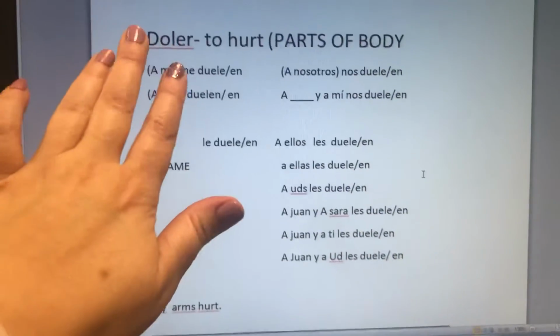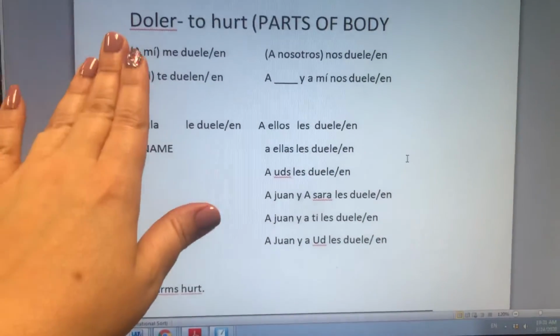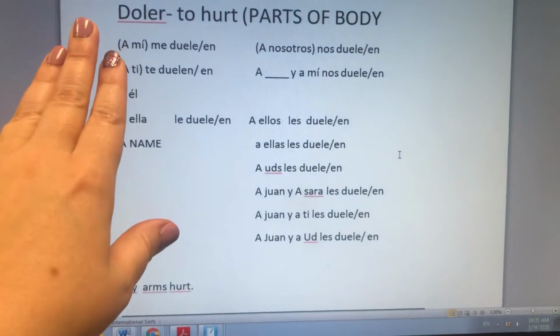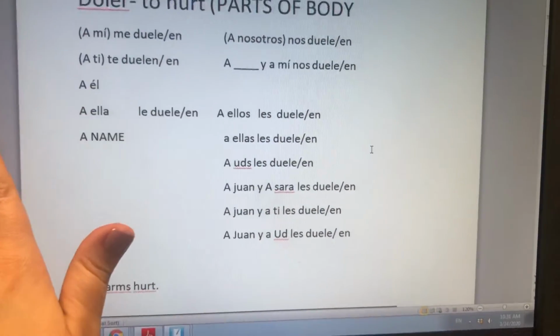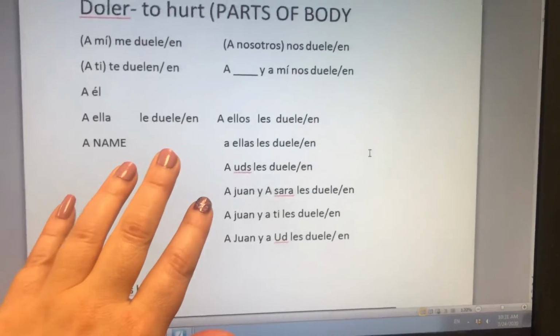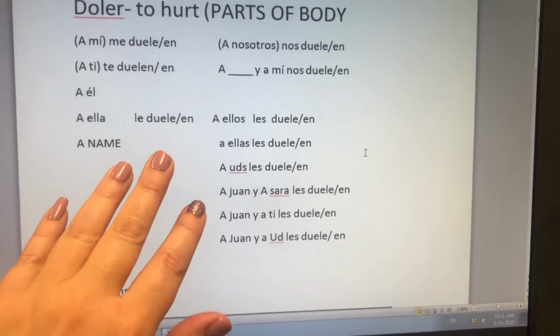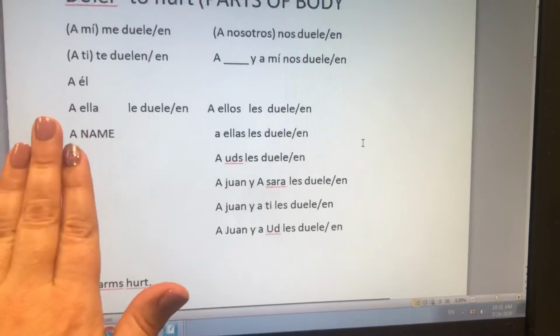So doler here, it's not if you hurt yourself. If you hurt yourself, you're going to be using lastimarse, which I included on the vocab list so that you wouldn't get it confused. We're really not going to be working with lastimarse a lot, but in the past I've had people say like, oh, I hurt my back. Well, that's not how it works. This is my back hurts. It's like my back is aching. I have an ache in my back.